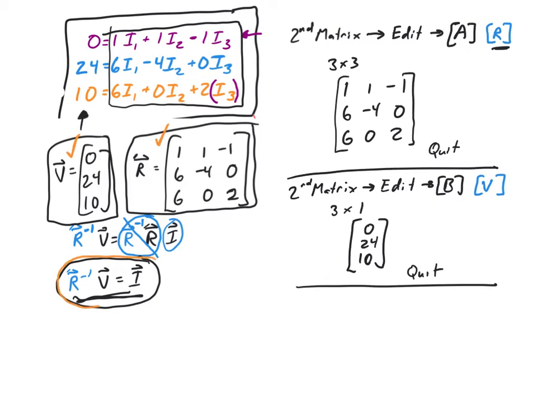Now I need to type out my equation. I need to type out the R inverse first. Remember that R is matrix A. So that's going to be second matrix again. And I'm not editing anything this time. I'm just going to enter A. And then A will appear on the screen.